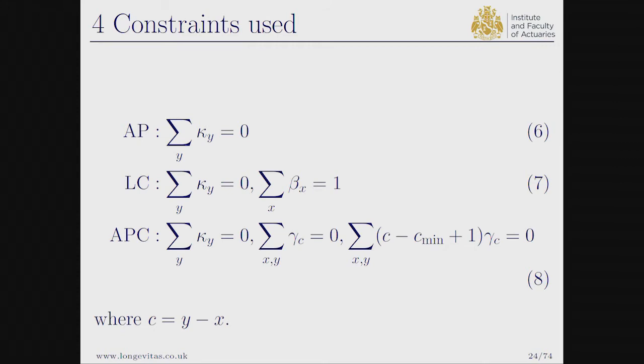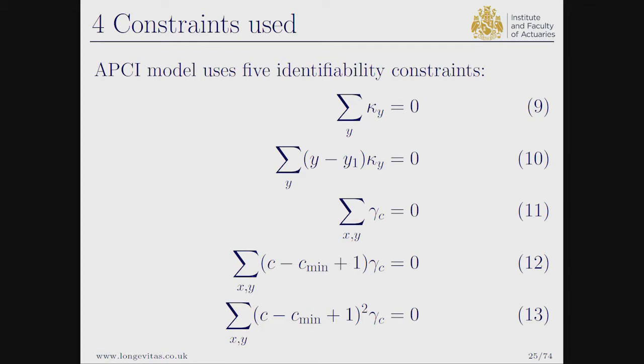This very last constraint comes from Cairns et al. 2009, where they wanted the cohort terms to not only have a mean of zero, but also to not have any linear trend for forecasting. The APCI model needs more constraints than this. In fact, it needs five. Again, we have the sum of the kappa terms being zero, so we have this interpretation of alpha x. Then we have some additional constraints. Again, the sum of the cohort terms should be zero. And then we also have the constraint that there should be no linear trend and that there should be no quadratic shape to the gamma terms.